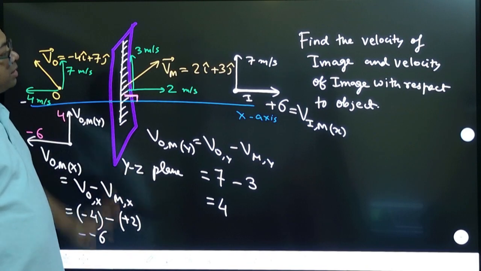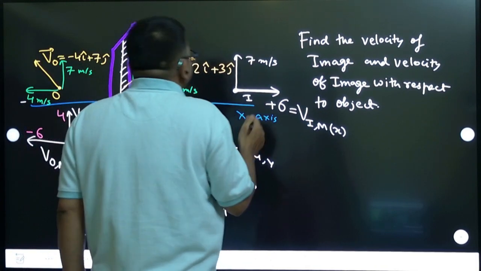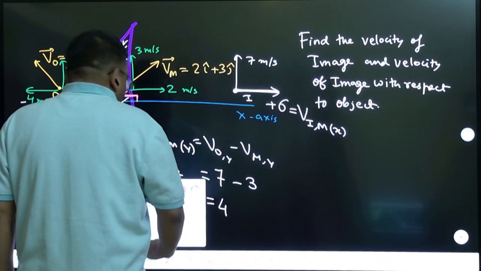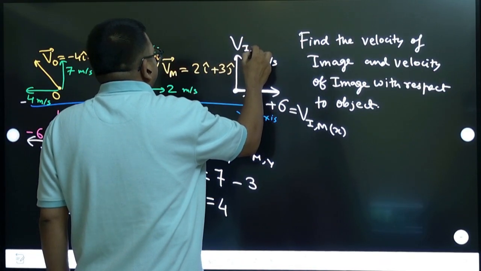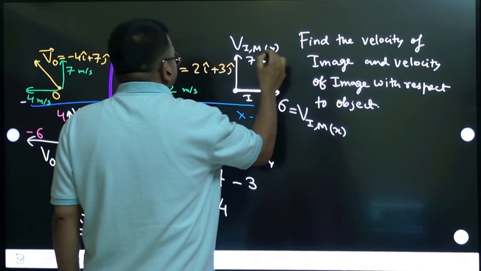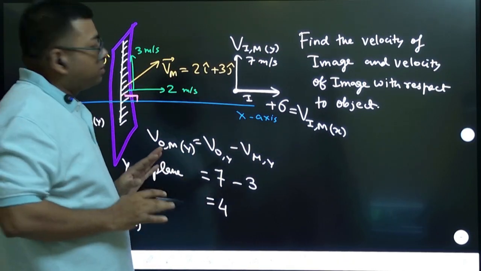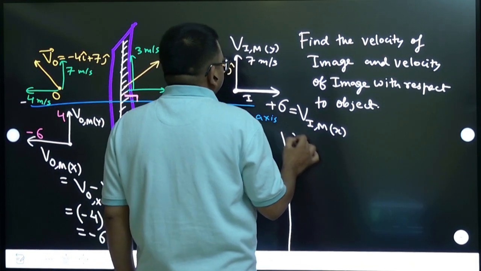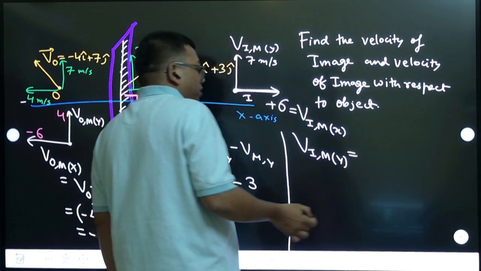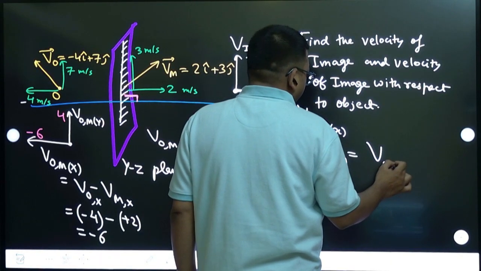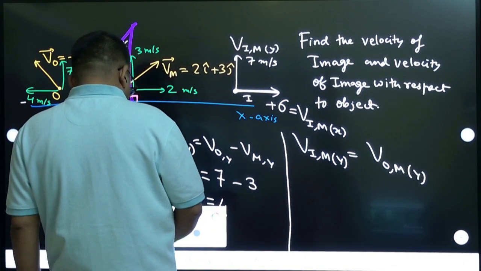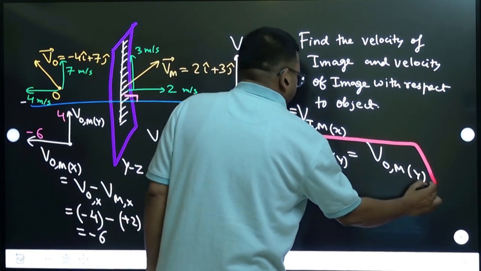Now again, let me draw the relative velocity diagram here also. So this I am drawing as relative velocity. Okay, velocity of the image with respect to the mirror, and this is the velocity of the image along the x-axis, along the y-axis. Let us do the calculation. Note that the velocity of the image with respect to the mirror along the y-axis does not change. It remains the same as the object with respect to the mirror along the y-axis, right? This is the formula we have seen. Along the y-axis, relative velocity does not change.